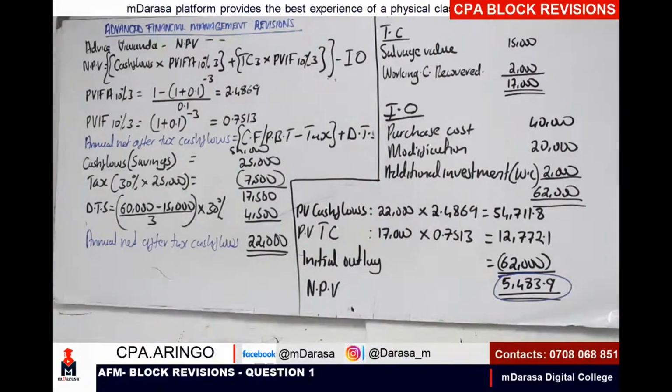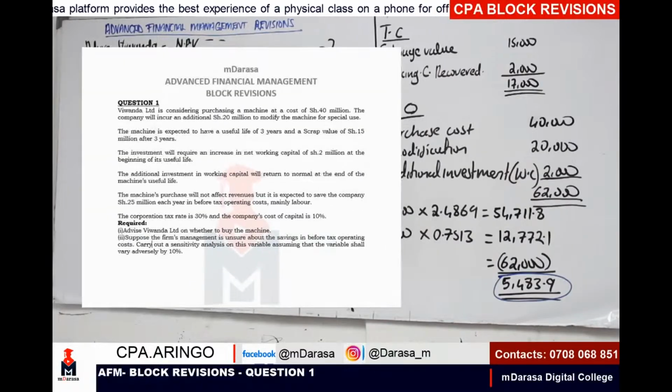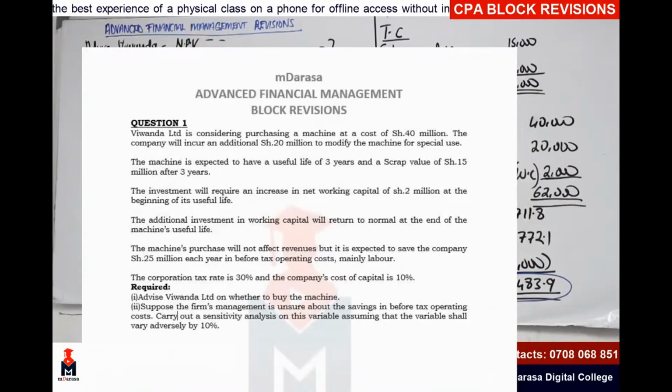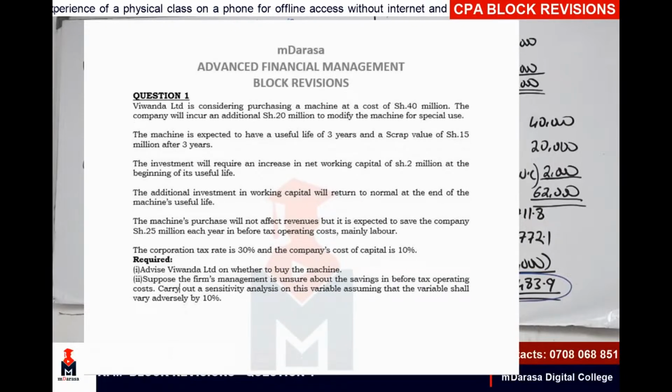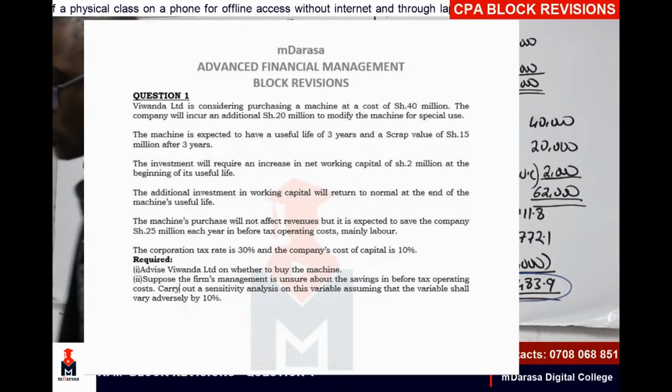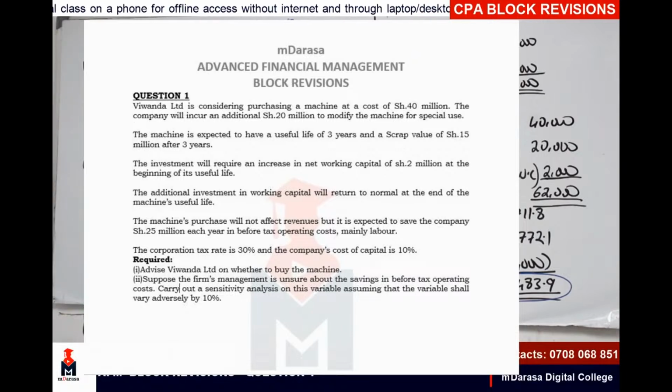What were we told? The next item here, if you can check our question clearly. Part number 2 is telling us what? Our good examiner is asking us, suppose the firm's management is unsure about the savings in before tax operating costs. Carry out a sensitivity analysis on the variable, assuming that the variable shall vary adversely by 10%.